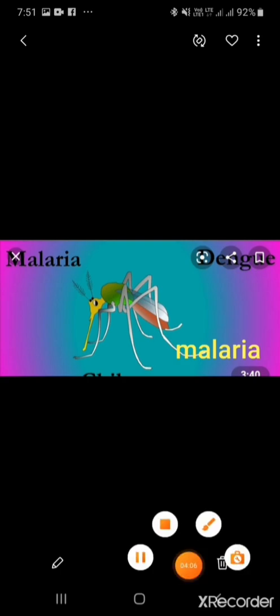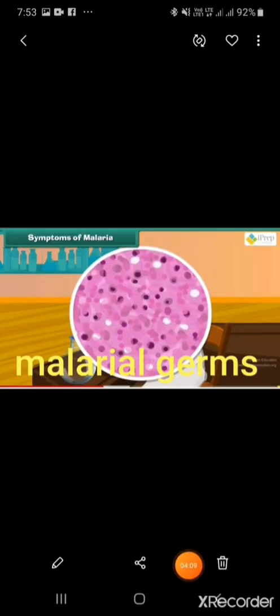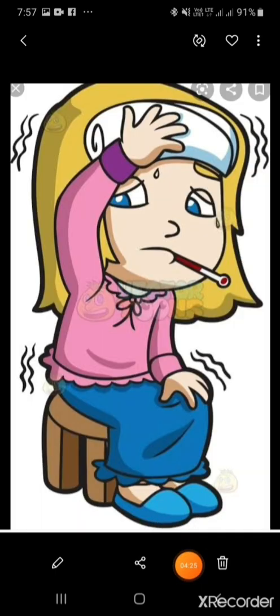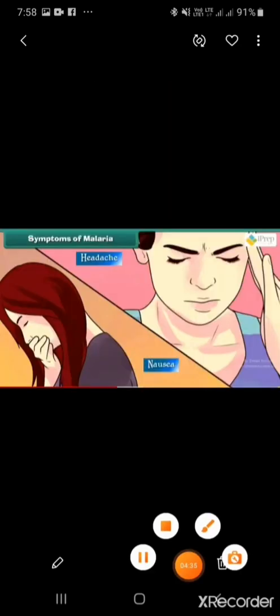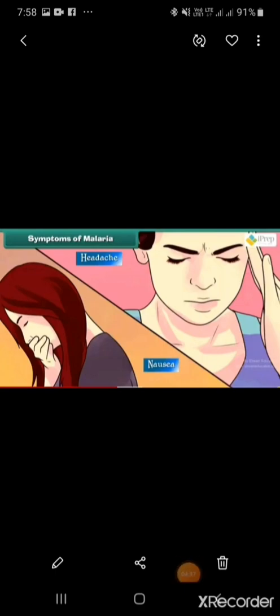An example of one disease that you can detect: malaria. Malaria is caused by malarial germs. Can you see these malarial germs? No, because they're extremely tiny. These germs live in the blood of the person suffering from malaria. A person suffering from malaria suffers from high fever and shivering, followed by headache and nausea.